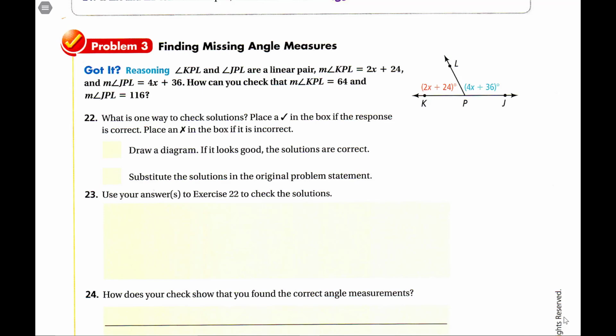Angle KPL and JPL are a linear pair. The measure of angle KPL is 2x plus 24. The measure of JPL is 4x plus 36. Can we verify that the measure of KPL is 64 and the measure of JPL is 116? Which one of these is a way to check this to see if the solution is correct?